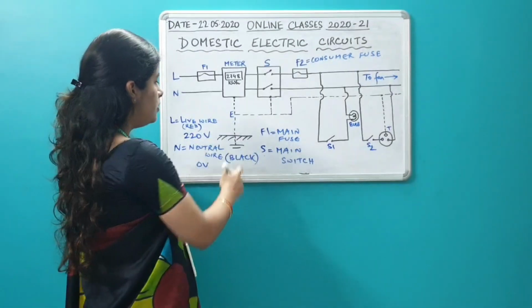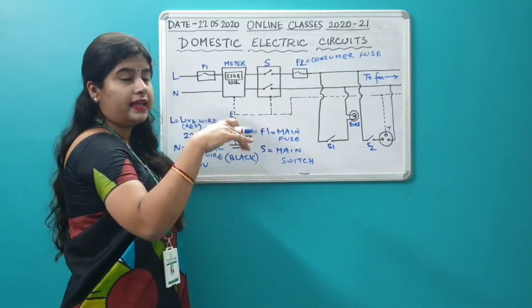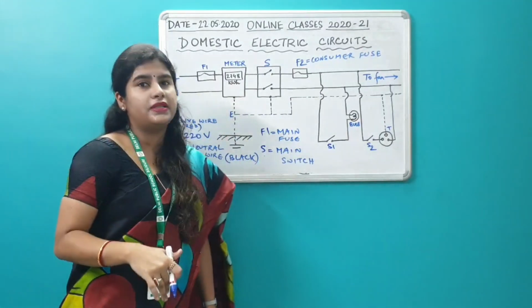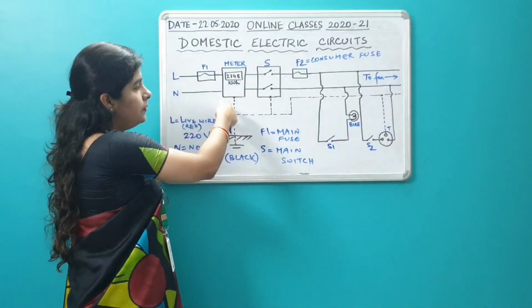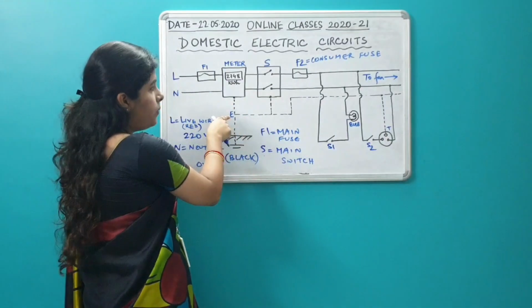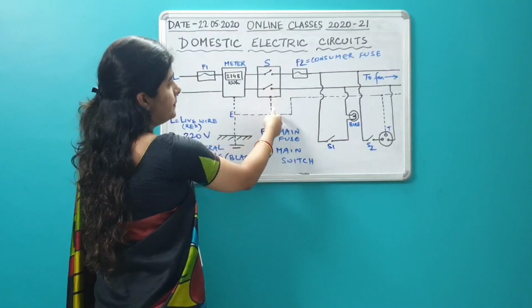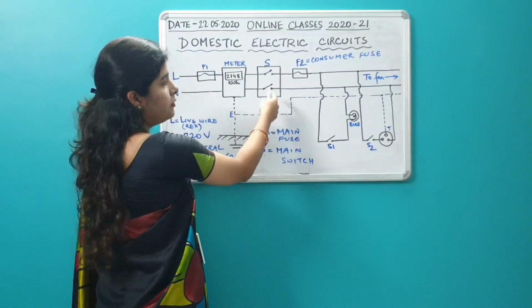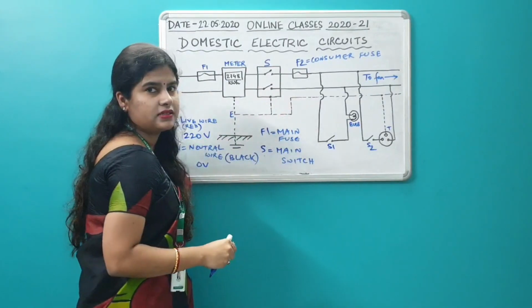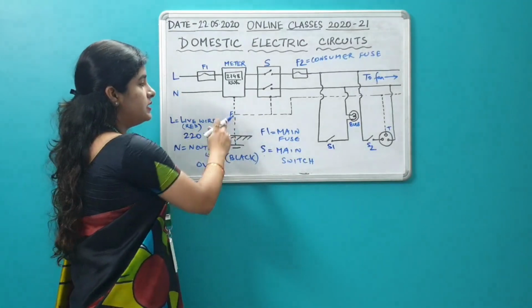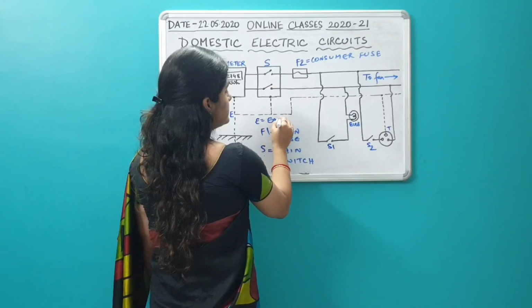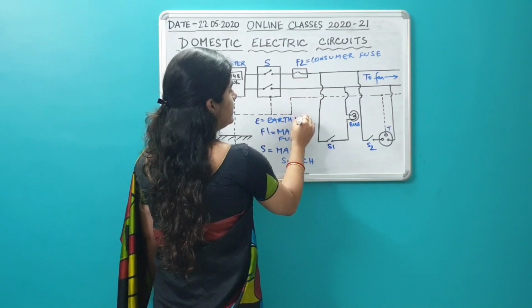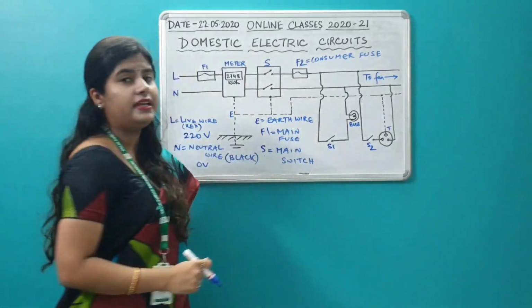It is embedded. There is a copper plate, and this whole wire is embedded deep inside the earth. This one has initially no insulation. Once it enters this main switch, from here the insulation starts. E stands for earth wire, and the earth wire is green in color.